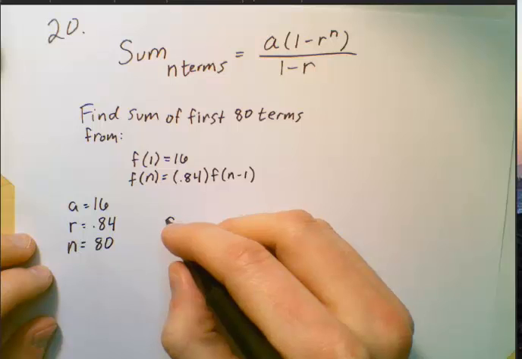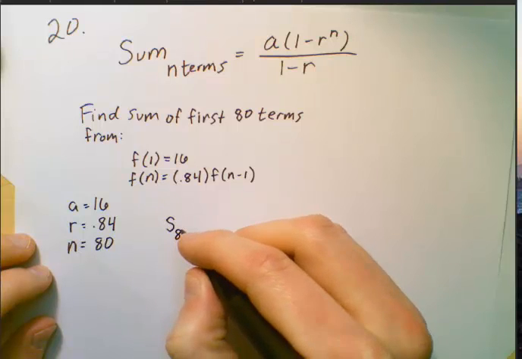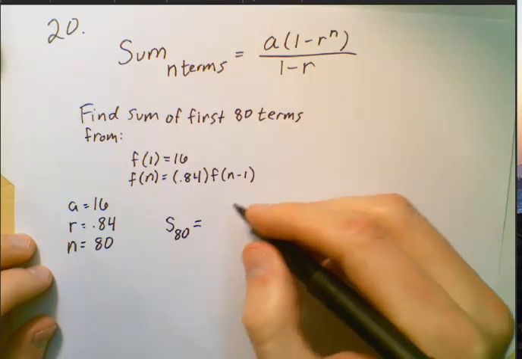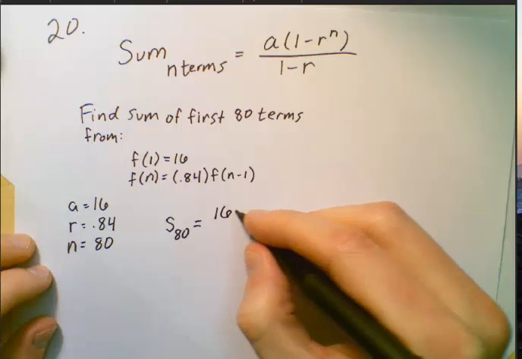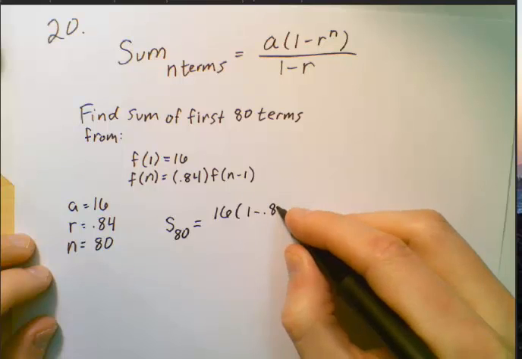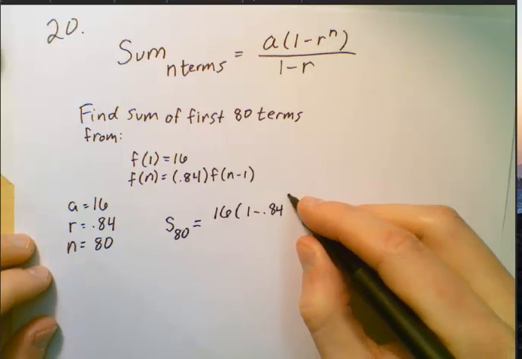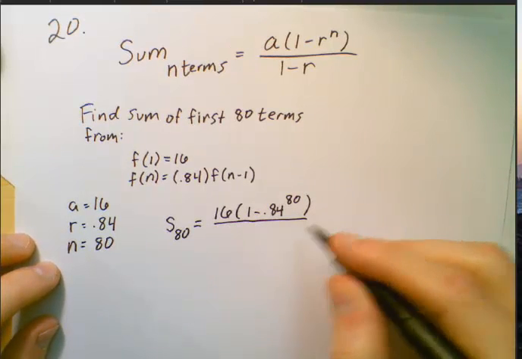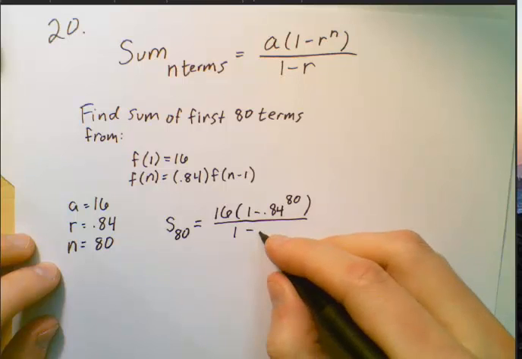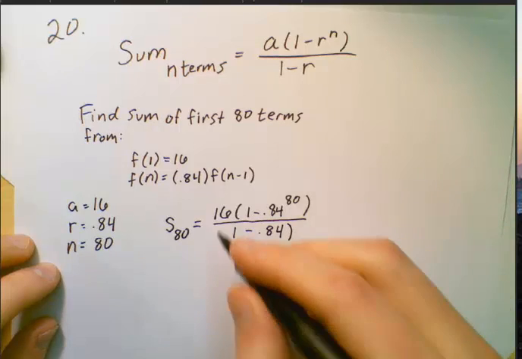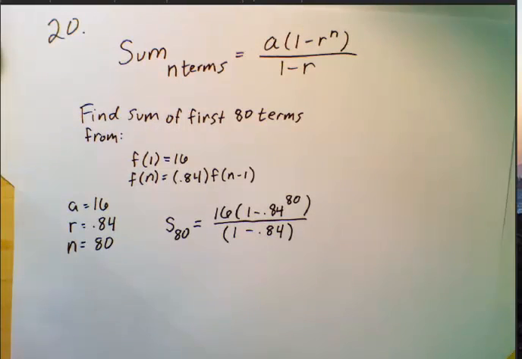So we're looking for S sub 80, which stands for the sum of the first 80 terms. And S of 80 is equal to 16, which is our starting value, times (1 minus 0.84 raised to the 80th power) divided by (1 minus 0.84). Now in your calculator, you're going to want to make sure that 1 minus 0.84 is in parentheses. So let's go ahead and talk about how you type this into your calculator.